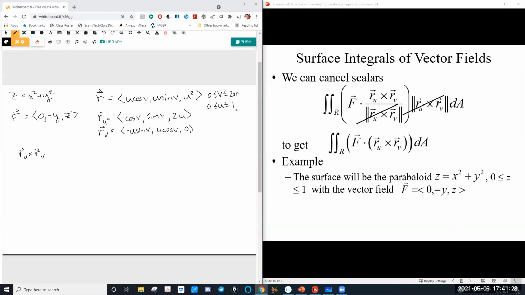And so once you do the cross product, and I think we did it last time as well, you should get 2u squared cosine v, 2u squared sine v, and then let's see, we can factor out a sine squared plus cosine squared, so I think we just end up with a negative u.